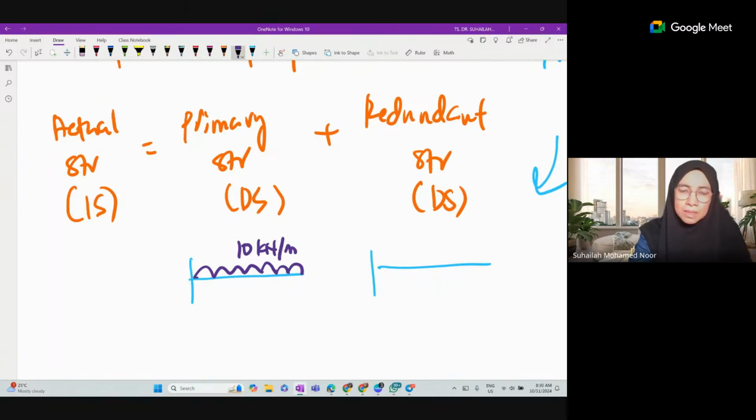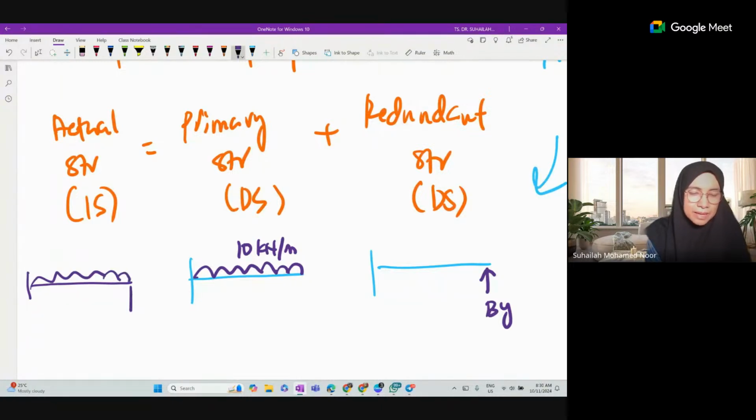So where is BY now? We put it under a different diagram, called the redundant diagram, the redundant structure. So here is BY. When we add back the primary structure plus the redundant structure, we get back the original, the actual structure. In the actual structure, we have external loading and BY as a roller. The roller here means BY.